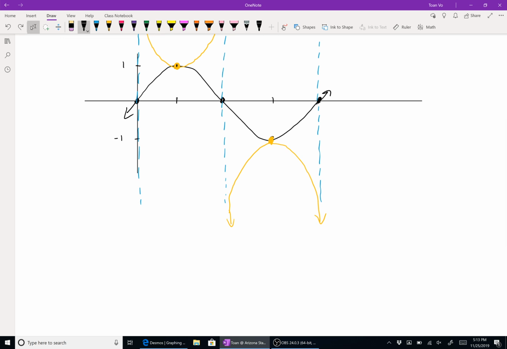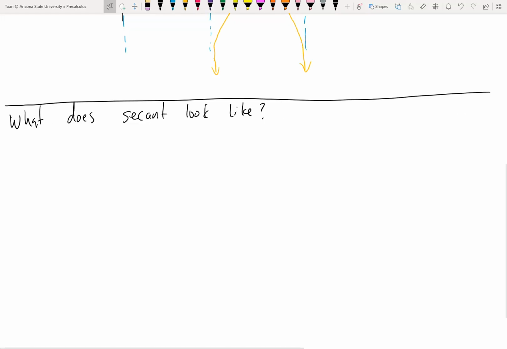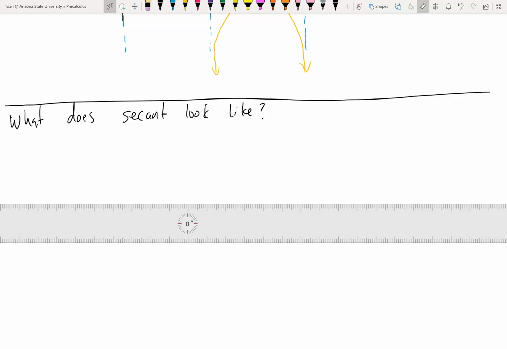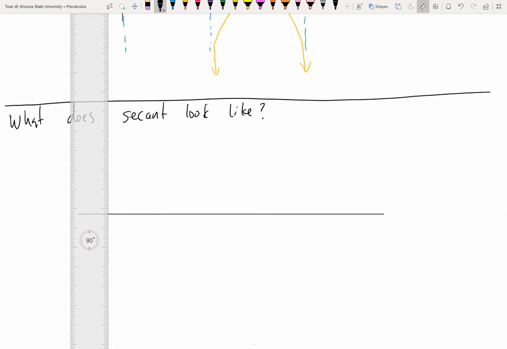Now, we saw earlier in the week that sine and cosine are basically the same shape. So it should make sense that cosecant and secant should share the same shape. And spoiler alert, that is the case. So what does secant look like? We'll do the same thing. We'll start with cosine. So I'm going to graph a generic cosine graph. Long horizontal, slight vertical.